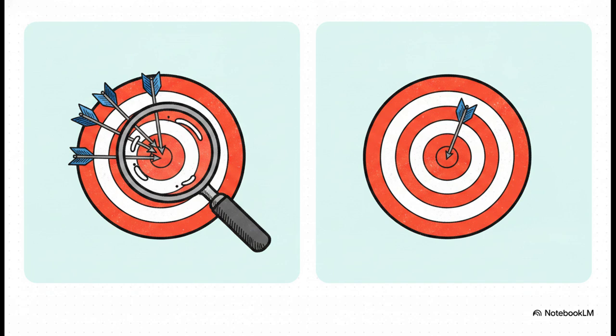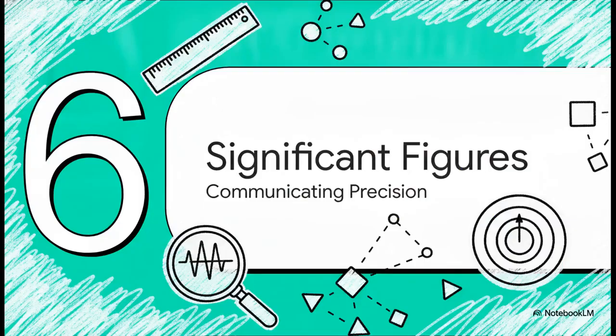Think of it like this. You can have highly precise, beautifully consistent measurements, but they are completely inaccurate if your instrument is broken and totally misses the bullseye. Moving on to our final stop, Section 6, Mastering Significant Figures.